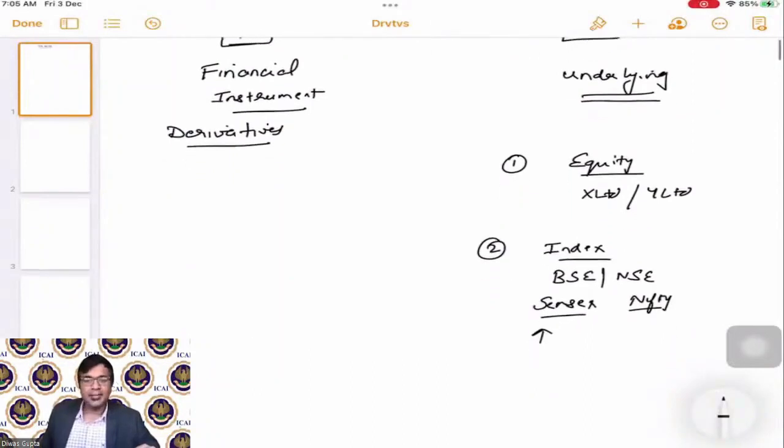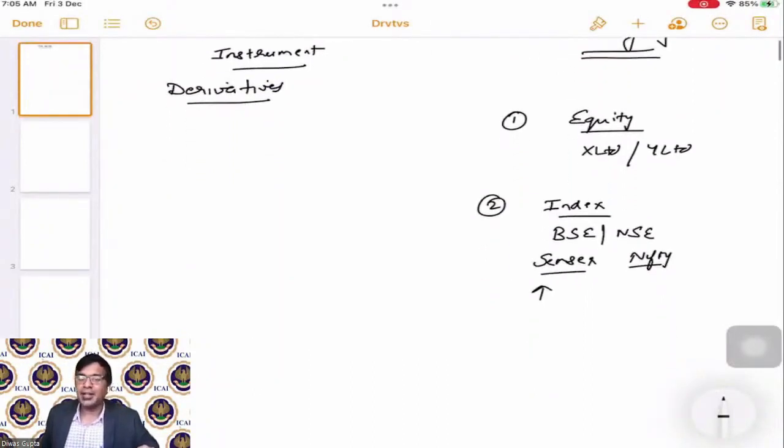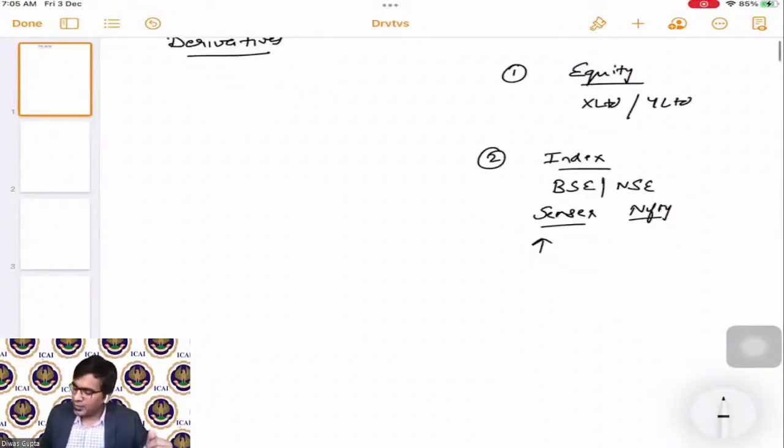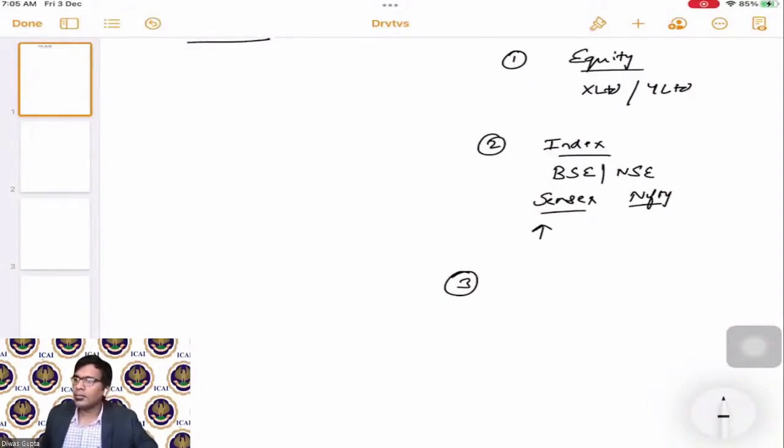B is an underlying. We studied that an underlying can take the form of either equity or index, and I would like to invite suggestions from all of you. What can be an underlying? Just imagine, or you would have heard in daily life, what are the other types of underlying from which derivatives can be derived.